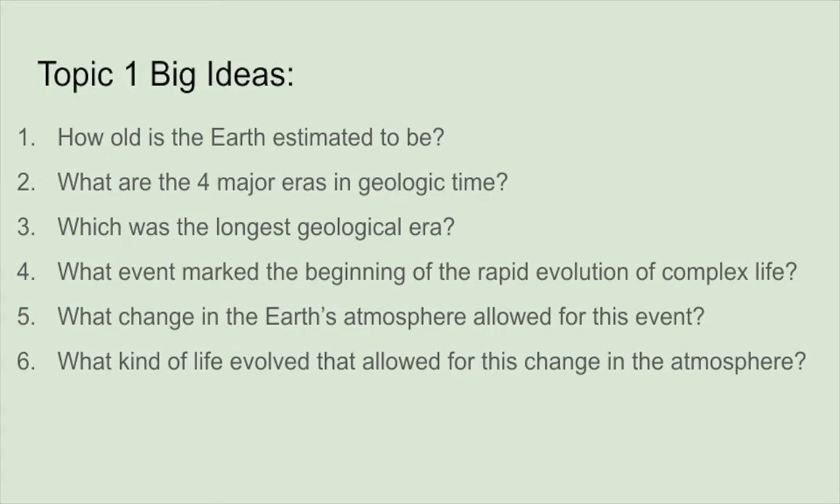Okay, so for today, topic 1, these are the big ideas I want you to have in the back of your mind as we go through. And then at the end, ask yourself, do I have those down? Can I answer them? So how old is the Earth estimated to be? What are the 4 major eras in geologic time? What was the longest of those 4 eras? What event marked the beginning of the rapid evolution of complex life? What change in the Earth's atmosphere allowed for this event? And then what kind of life evolved that allowed for that change in the atmosphere? So you can see there's kind of a chain reaction at play there.